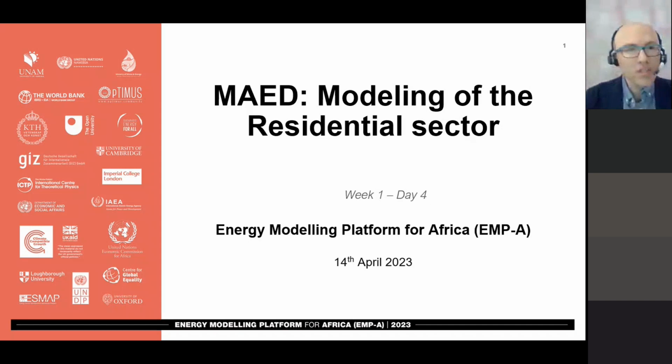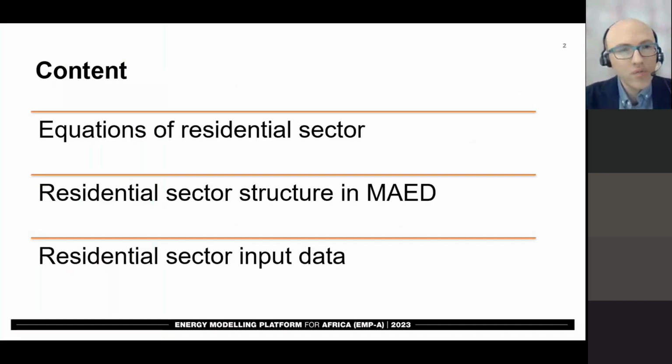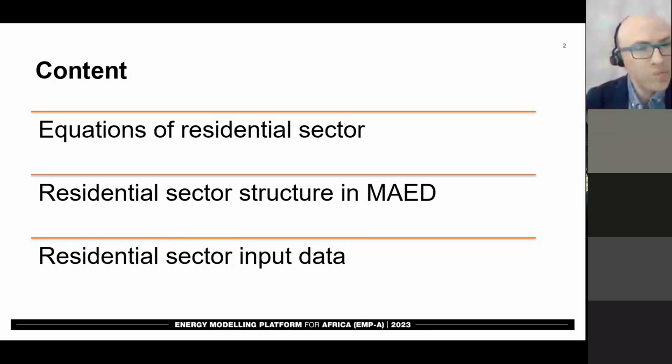For this presentation, there are three sections. The first one is about the equations of the residential sector. The second one is about the structure of the residential sector in MAED. And the third part will be about the input data for the residential sector.